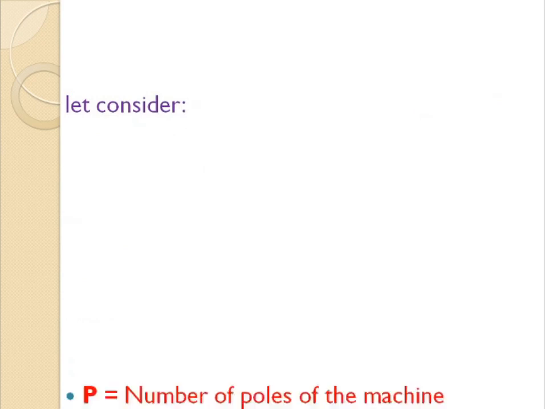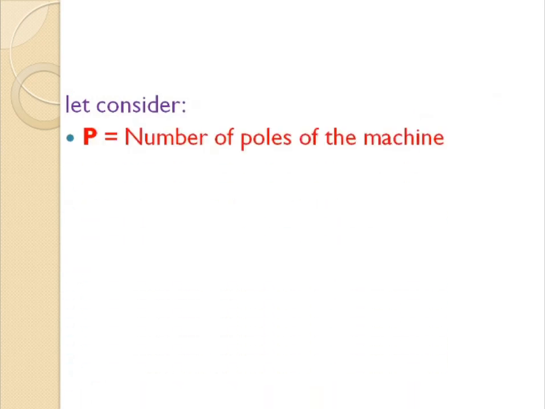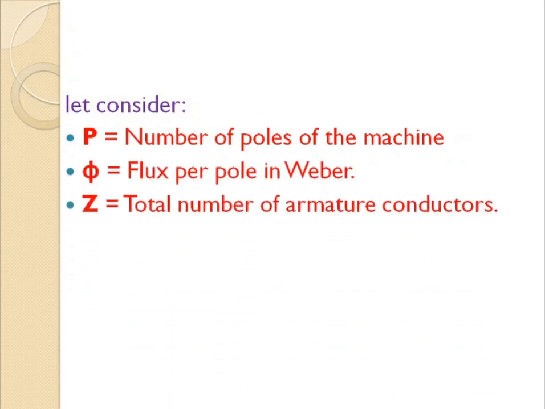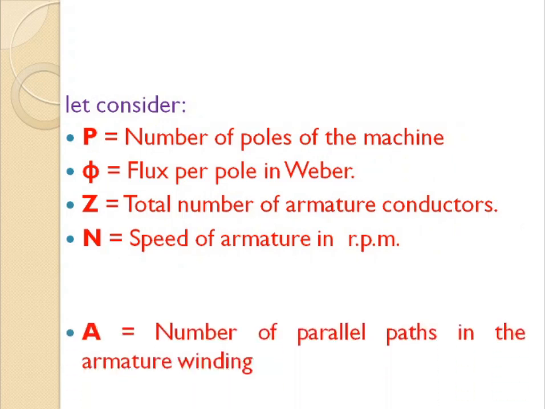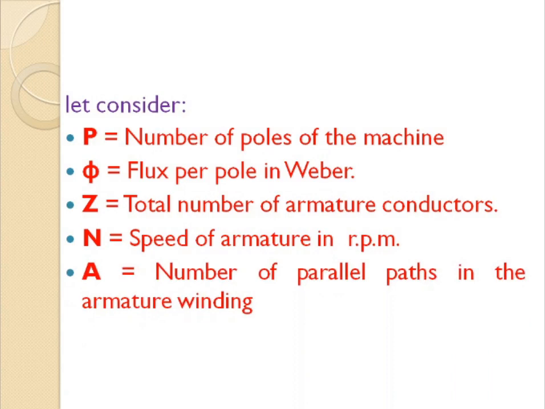Let's consider a DC machine. Number of poles is P. Phi is the flux per pole in Weber. Z is the total number of armature conductors. N is the speed of the armature in RPM, that is revolutions per minute. It is not in seconds, it is in minutes. Revolution in 1 minute. A is the number of parallel paths in the armature winding.